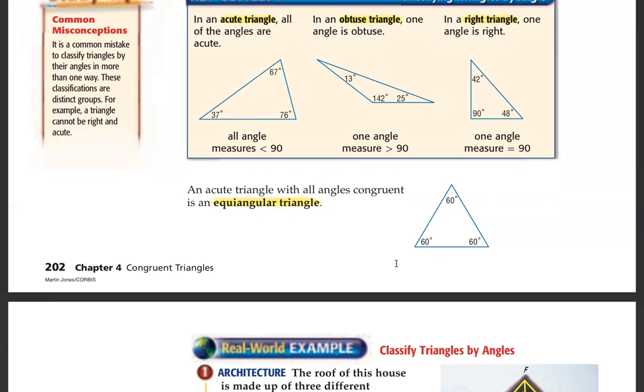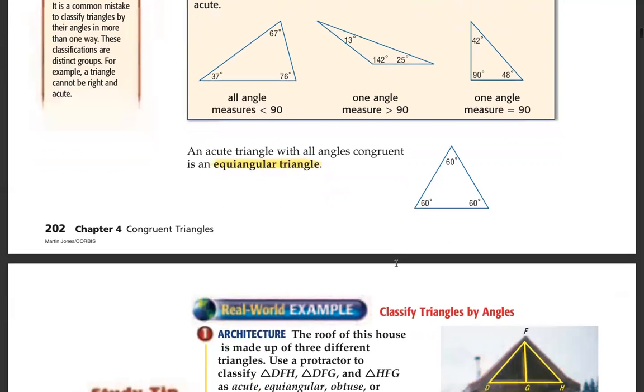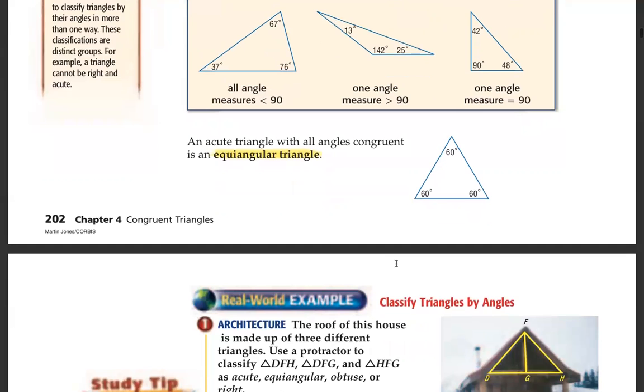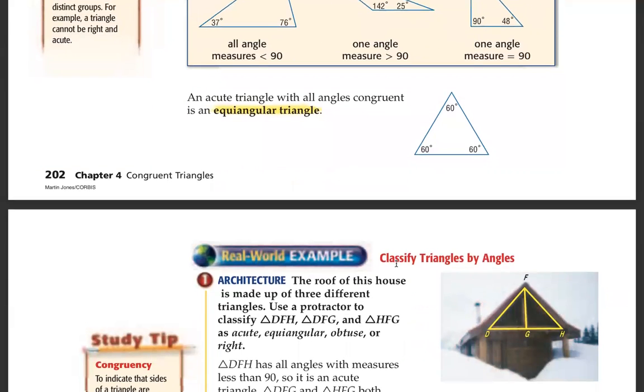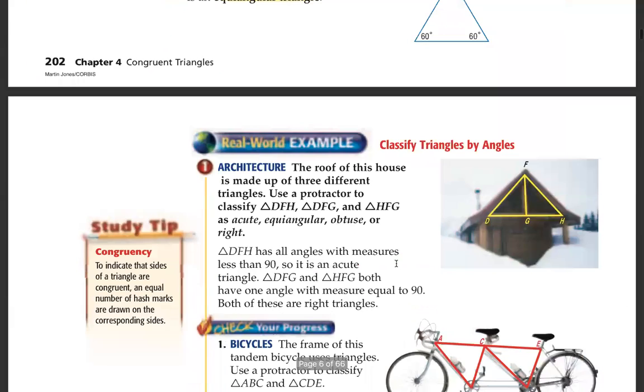Always remember that we are referring to the three interior angles within a triangle. Of course, a triangle has three sides. It also has three angles. So we are only talking about the three angles within a triangle. So each of them is 60 for an equiangular triangle.